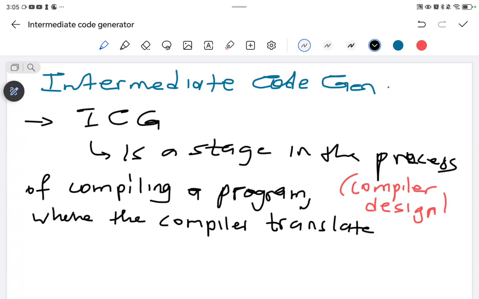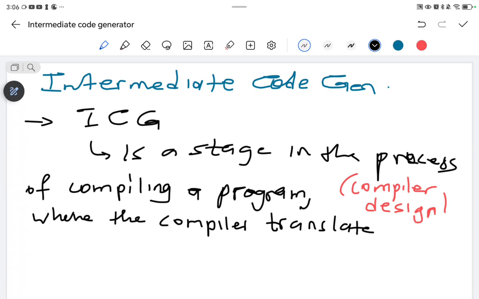First we'll translate it to DAG, and then you know what types of formats we have from DAG, right? I think the first one is quadruples, the second one is triples, and then we also have indirect triples. I don't know if you guys have done indirect triples, but we have these three types of formats.